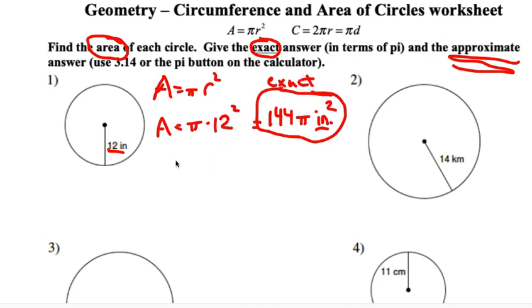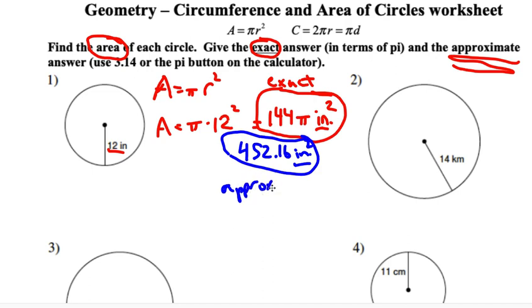To get the approximate answer, all we do is treat pi as the number that it is, 3.14159, or the pi button, or 3.14. And if you do 144 times pi, you get 452.16. Don't forget the units. Area has units that are inches squared. And that's the approximate. Remember, it's approximate because we are indeed rounding that decimal, which makes it not, frankly, exact.